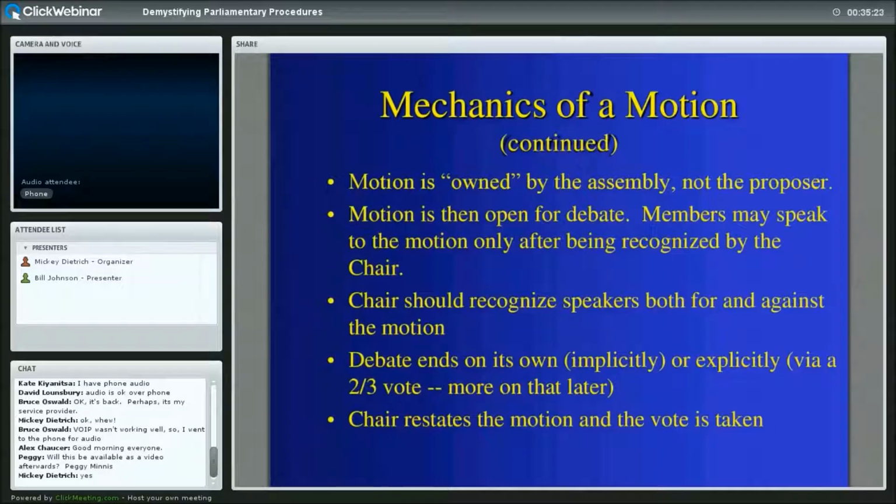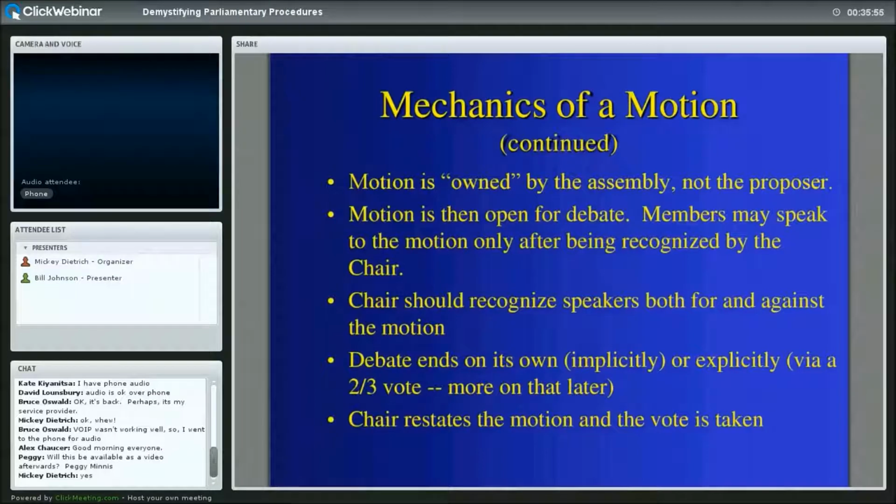And every motion is open to debate before a vote is taken. In fact, it's improper for a vote to be taken while there's anyone interested in debating it. So here's the key points about a motion. The motion, first of all, is not owned by the person that stated it. That's very often assumed, and it's incorrect. Once a motion has been seconded and restated, it is owned by the full assembly. There is no owner. The whole group owns that motion now.